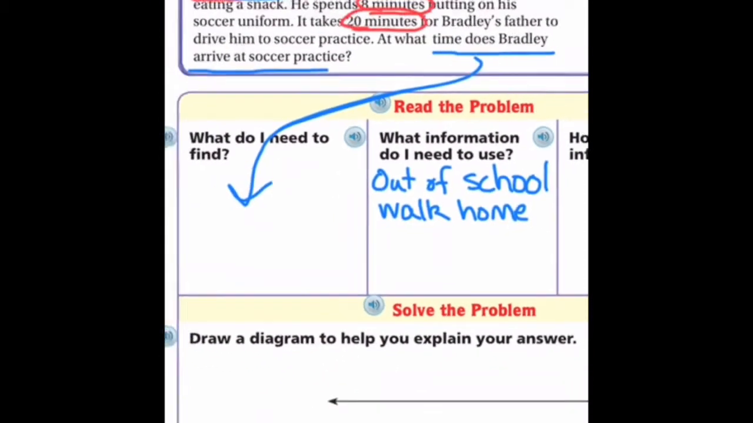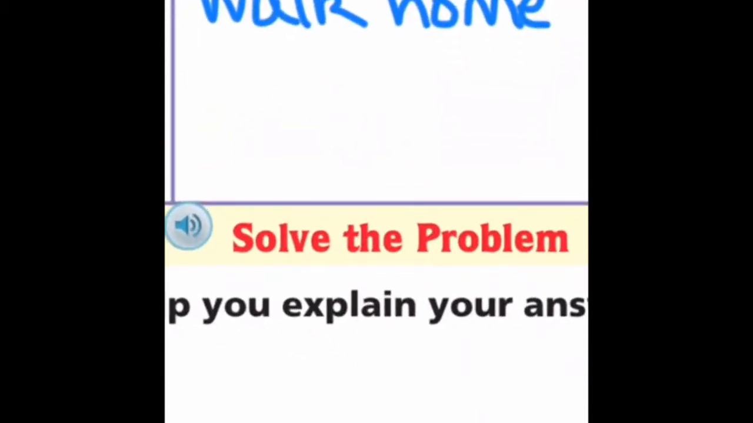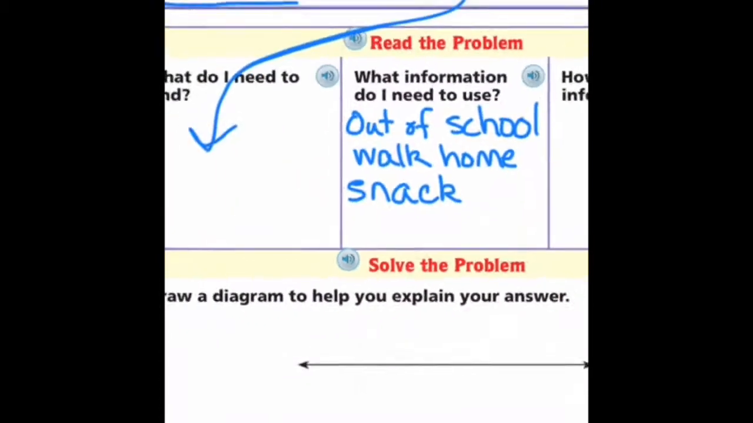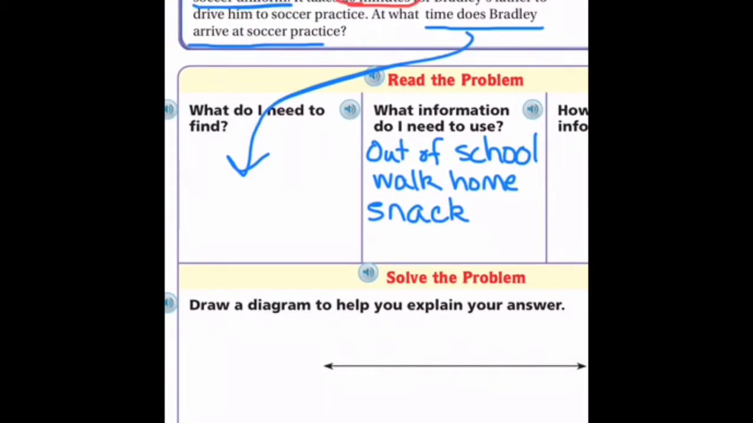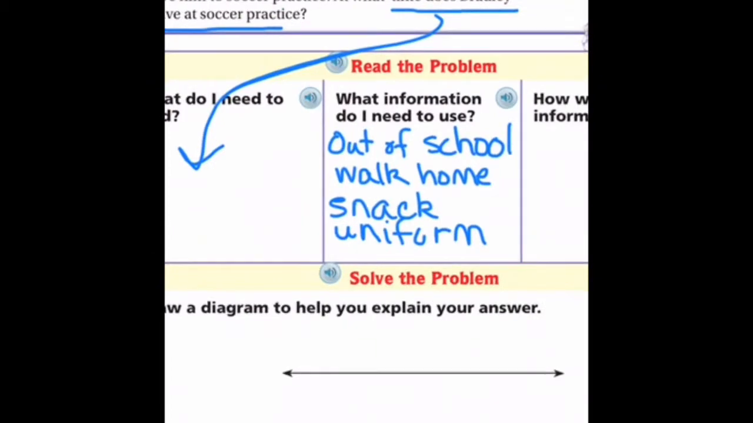And we'll use this as a checklist to make sure we put all these times on our number line. Then he spends 10 minutes eating a snack. So I'll just write snack. And then he spends 8 minutes putting on his soccer uniform. So uniform, or getting dressed or something like that. All right. And then finally it takes 20 minutes for Bradley's father to drive him to soccer practice. So the drive is going to take a little time. Like I said, we'll use that as a checklist.